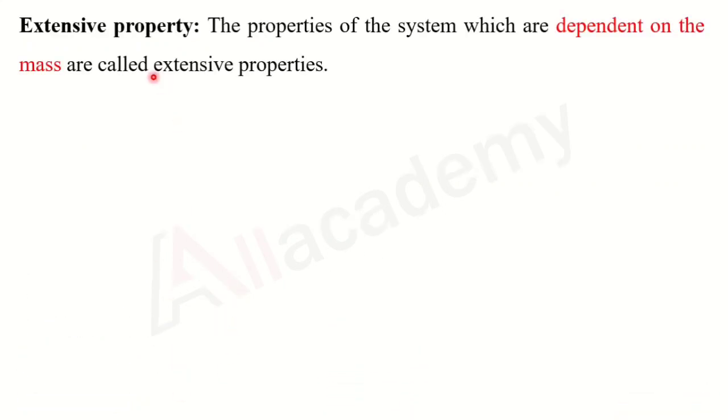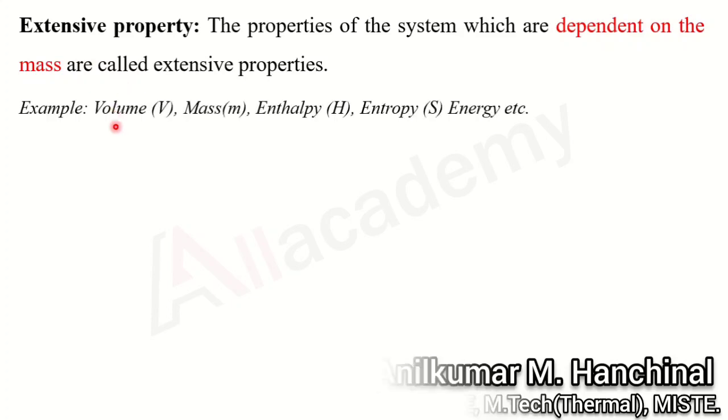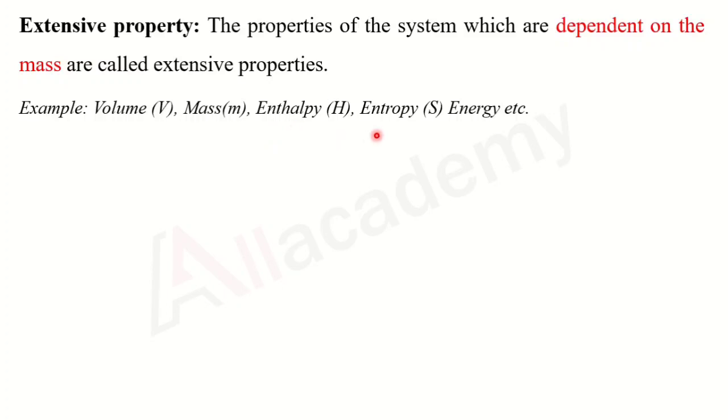So what are extensive properties? The properties of a system which are dependent on the mass are called extensive properties. Examples: volume, mass, enthalpy, entropy, energy. All these properties are dependent on the mass of a system, and thus these properties are called extensive properties.